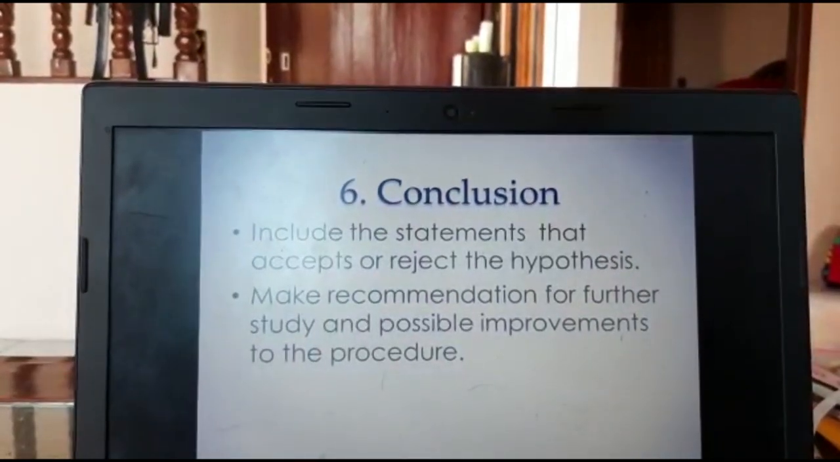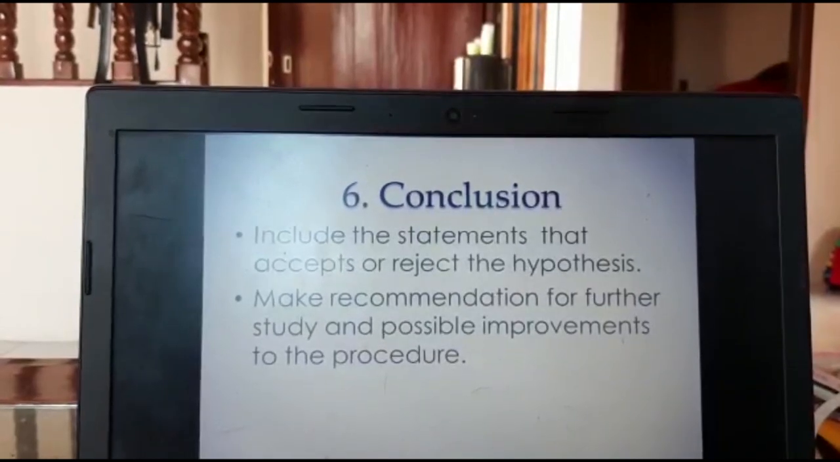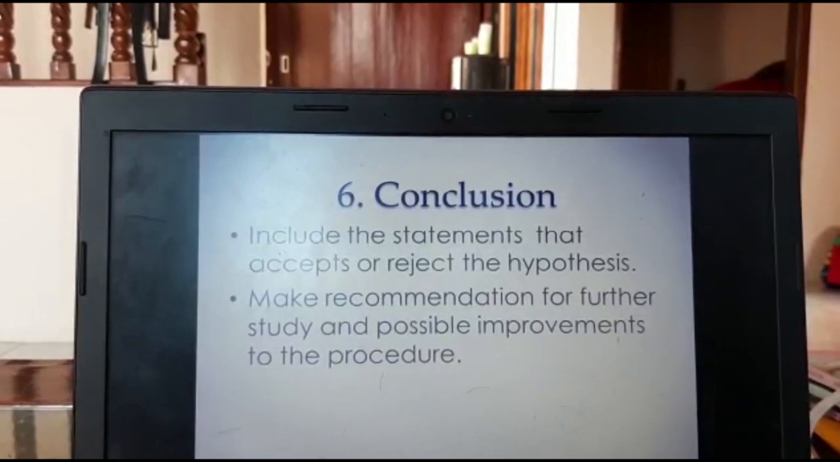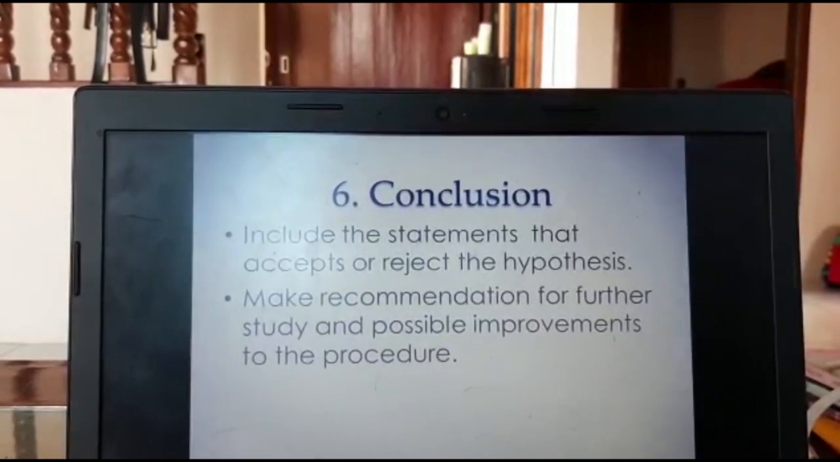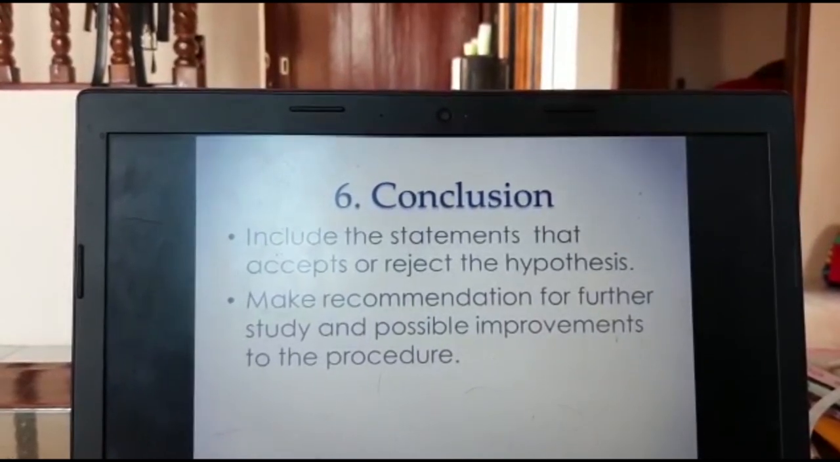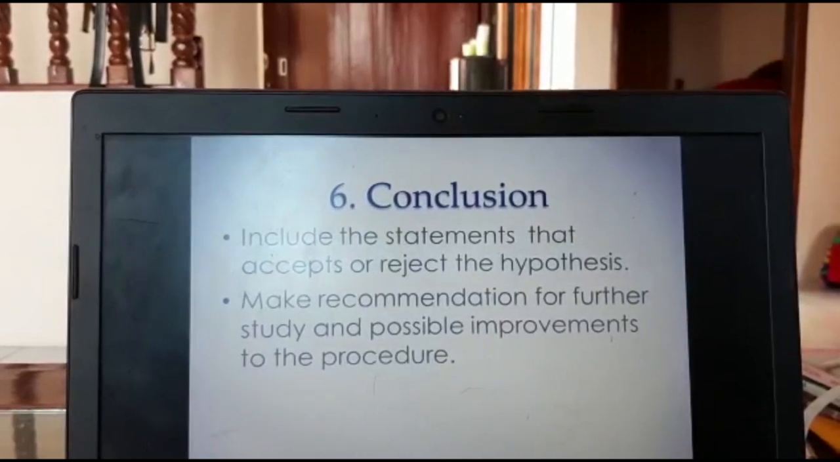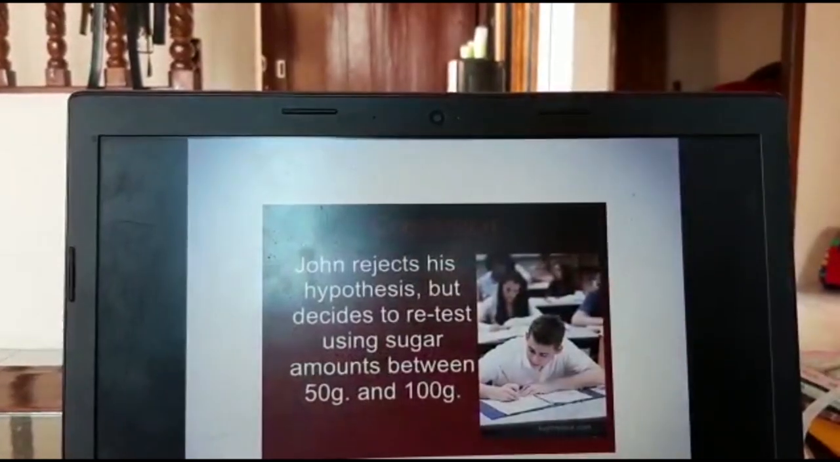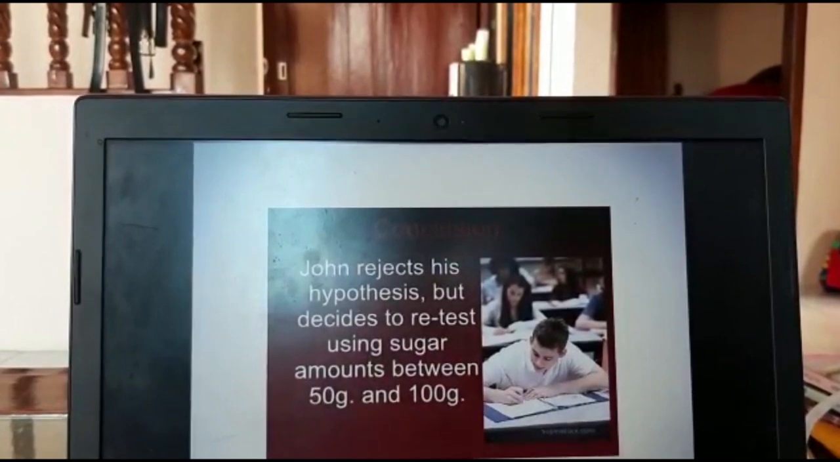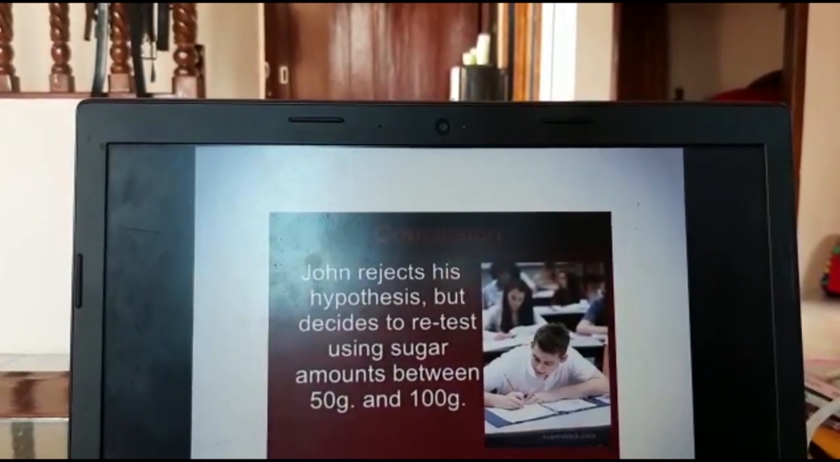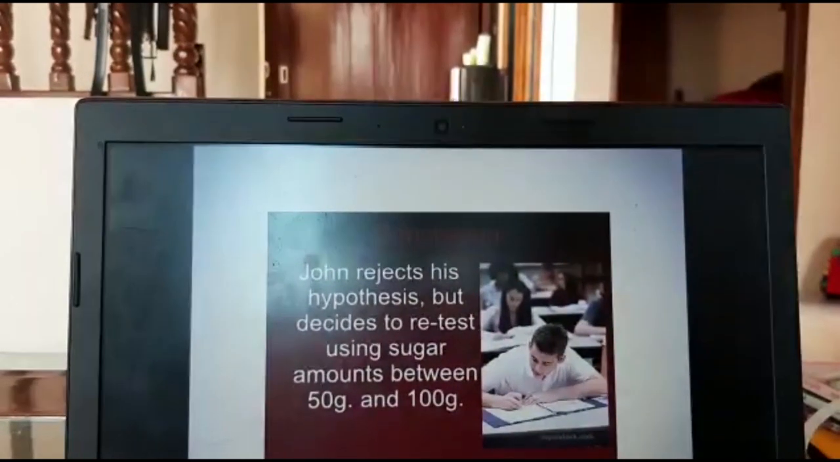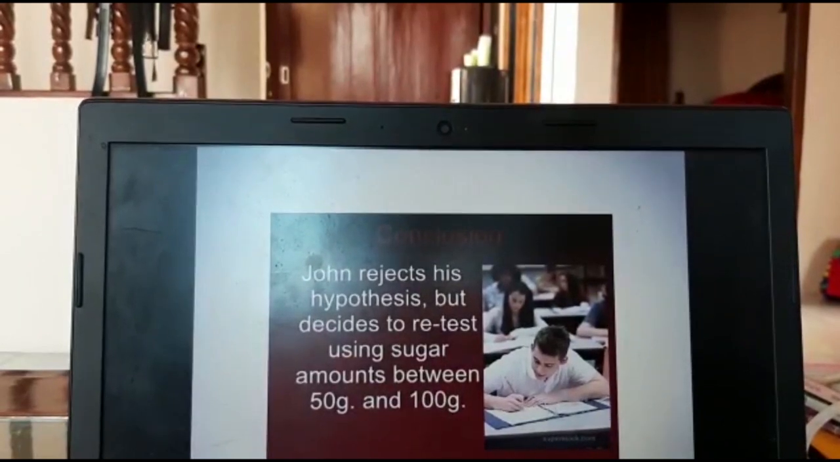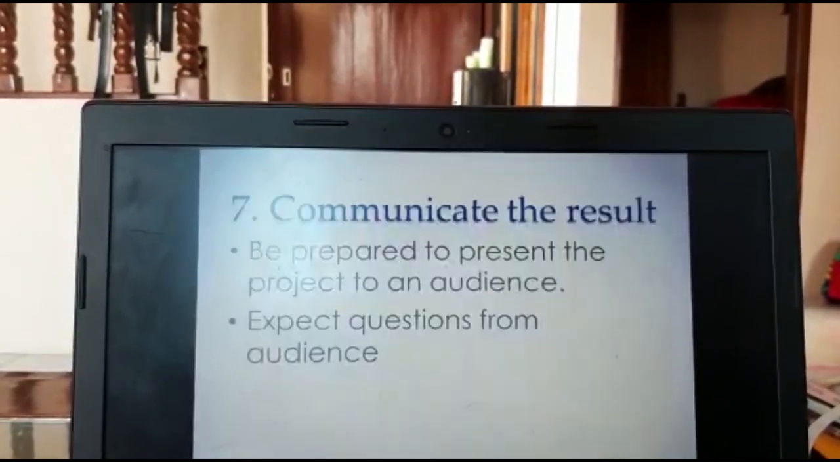And the sixth is conclusion. In the conclusion, include a statement that accepts or rejects the hypothesis. Make recommendations for further study and possible improvements to the procedure. This is the conclusion for the example. John rejects his hypothesis, but he decides to retest using sugar amounts between 50 grams and 100 grams.